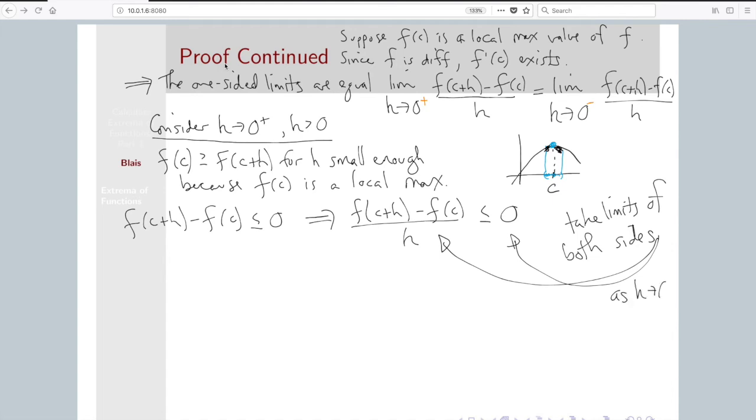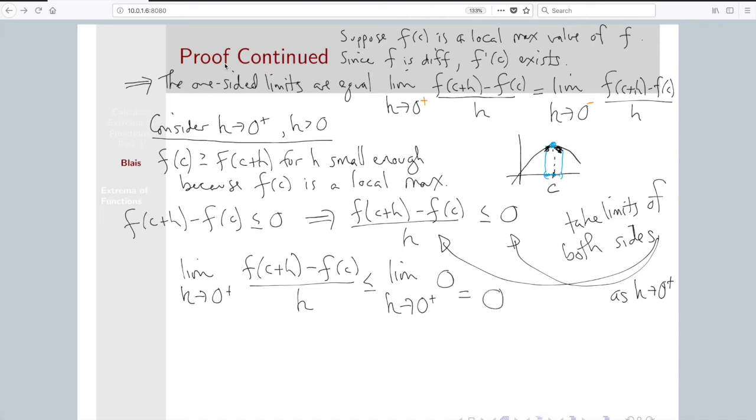As h goes to 0, again, we're going from the right because h is positive. When we do that, we get the limit as h goes to 0 plus of that difference quotient, f of c plus h minus f of c all over h, is less than or equal to the limit as h goes to 0 plus of 0, which is, of course, just 0. There's no h involved in this 0 term here, so that limit is just 0.